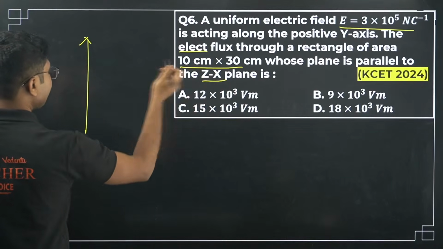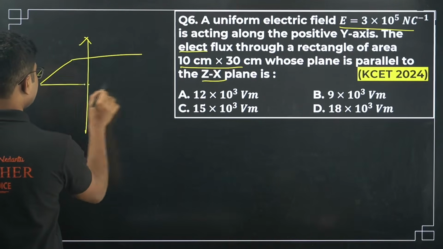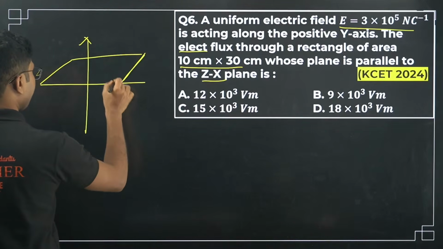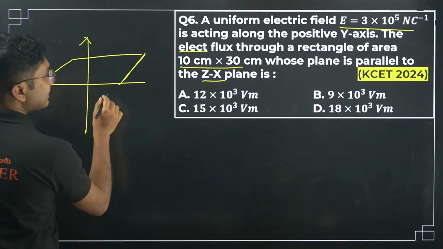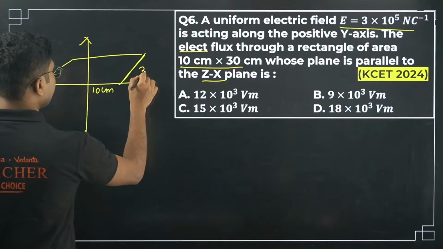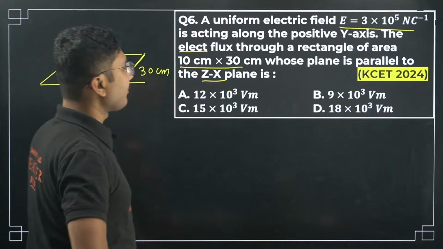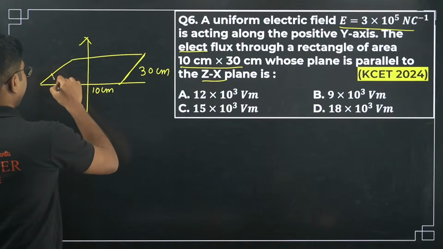Sorry, zx plane. Zx plane means this is the zx plane. This is a surface which is parallel to the zx plane. Its length is given as one side 10 centimeter, another one 30 centimeter. So what is the electric flux through this surface?